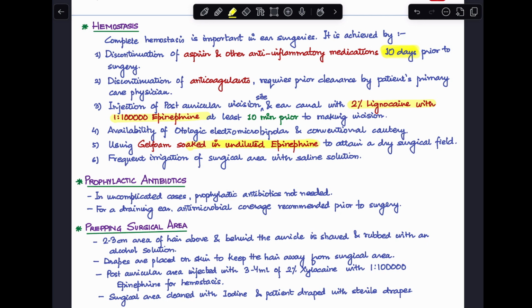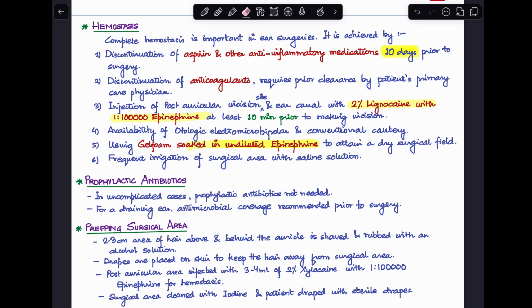Why epinephrine? Because this acts as a vasoconstrictor and reduces the blood loss. Last of all, frequent irrigation of the surgical area with saline solution will help you in keeping your surgical field clear. So these are some things you should remember to attain good hemostasis in your surgeries.